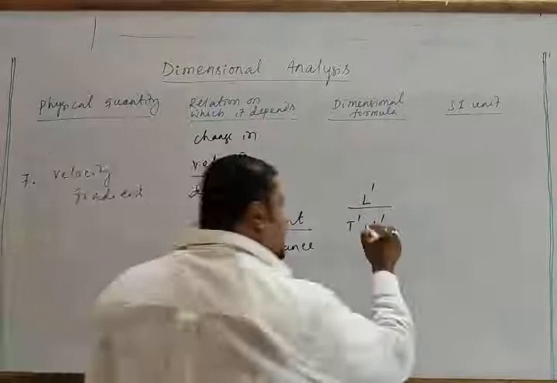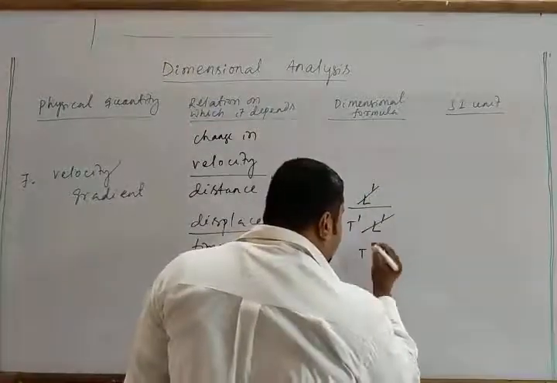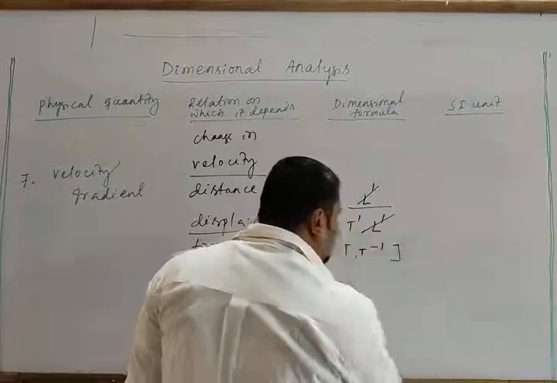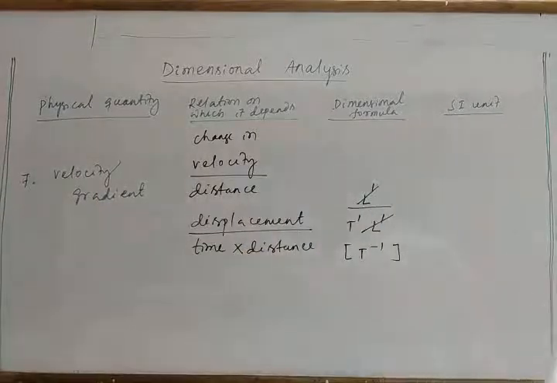So this L1 L1 get cancelled, you can cancel L1 L1. So the result is what? T, it is not written like that, it should be T minus 1 with a square bracket. So this is the dimension. This is the dimension. Clear?